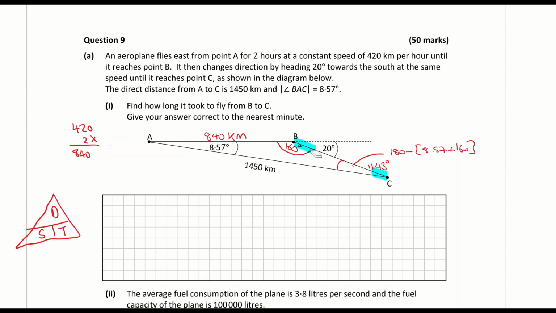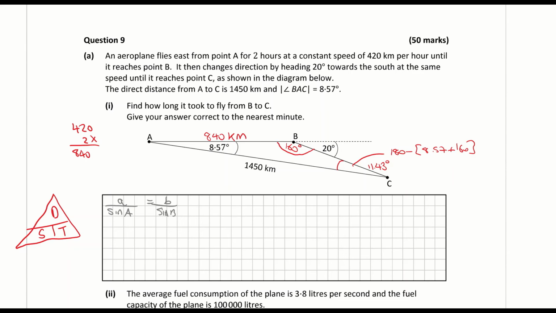So I'm going to use either my sine rule or cosine rule. I'm going to use my sine rule, which is from my log tables. A over sine A equals B over sine B. Now we can go other ways with this question. Sine rule or cosine rule would be fine. Let's just use the sine rule to keep it simple.